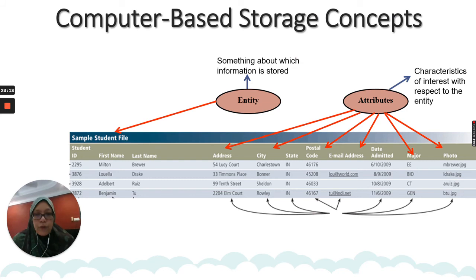And then if you imagine the table, of course there are rows and columns, right? Each column represented in the table, we call the attributes. You can refer to the student table here. Each of the columns is an attribute. What is an attribute? An attribute is a characteristic of interest with respect to the entity. For a student, we want to know their name, the address, the email address, their photos, for example. Those are the characteristics of the student. In the computer-based storage concept, the term used is attributes. In the table, each column represents an attribute of the entity.